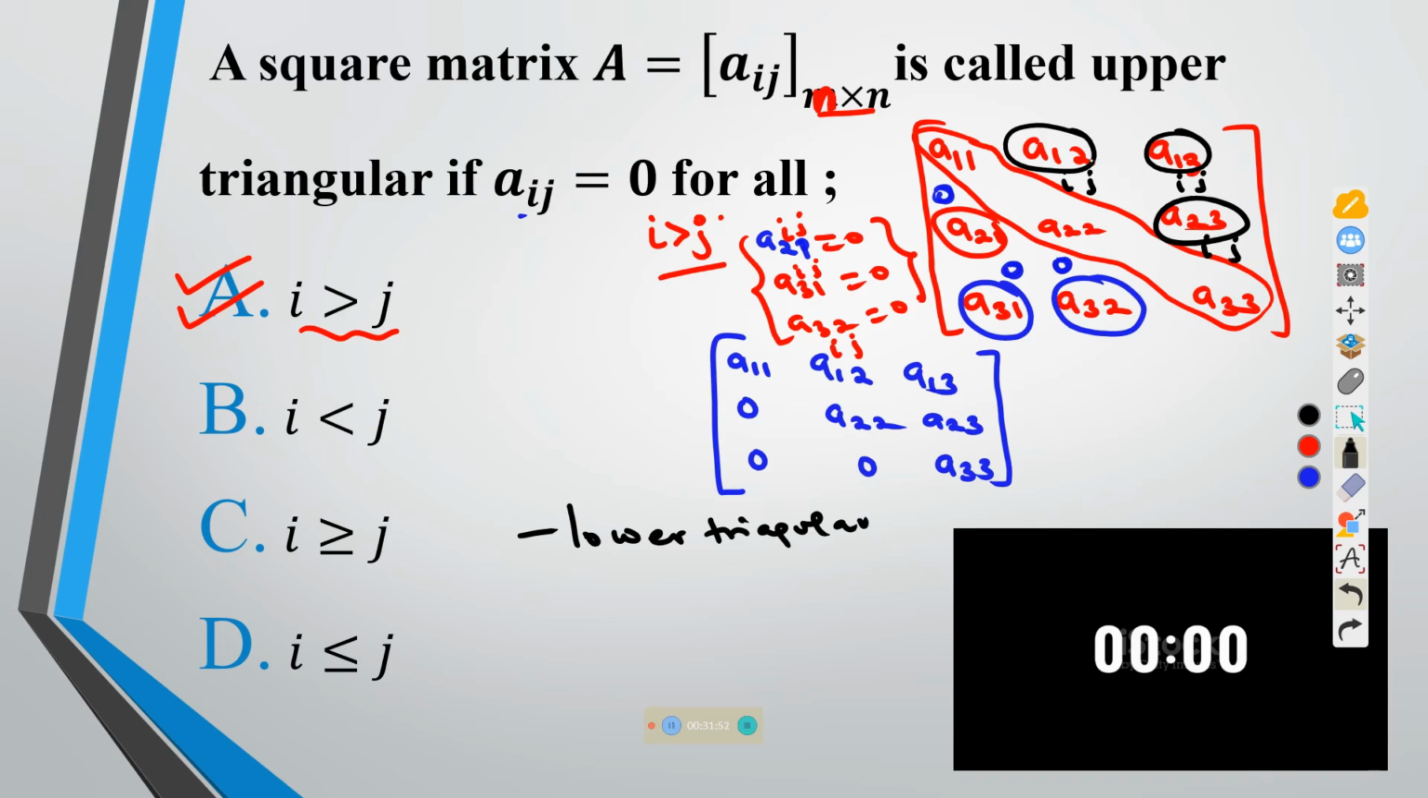So you realize in all the cases that we are having here for lower triangular matrix, j is greater than i. In all the cases, j is greater than i, because 2 is greater than 1, 3 is greater than 1, 3 is greater than 2. So in all cases, j is greater than i, or i is less than j. So this would be the condition that would be satisfied for all a_ij equaling 0. For all a_ij equaling 0, j must be greater than i.